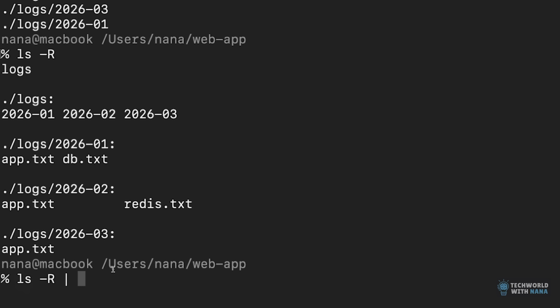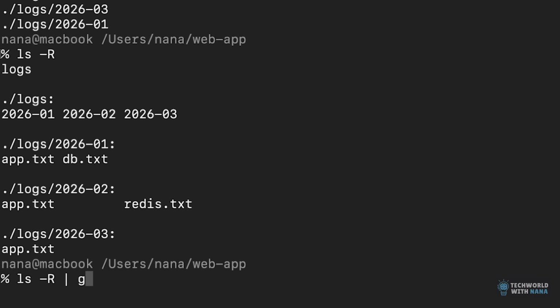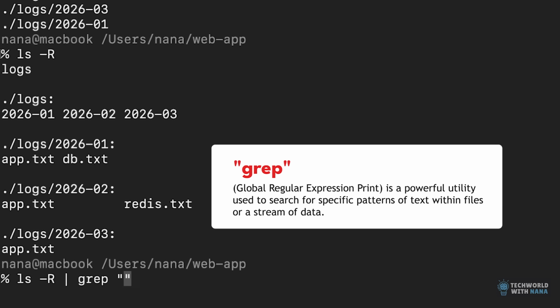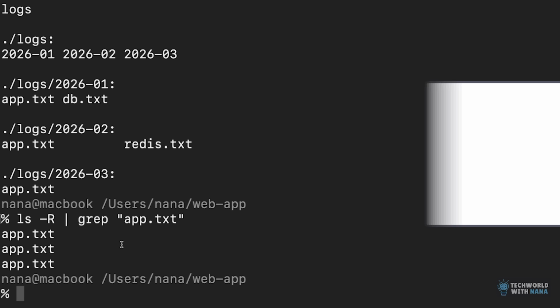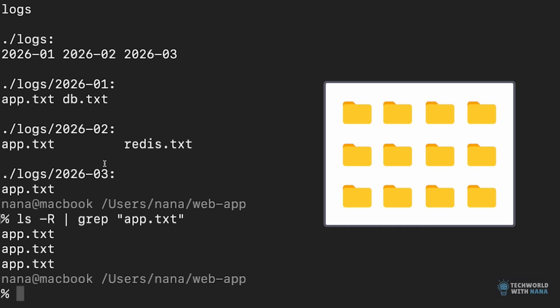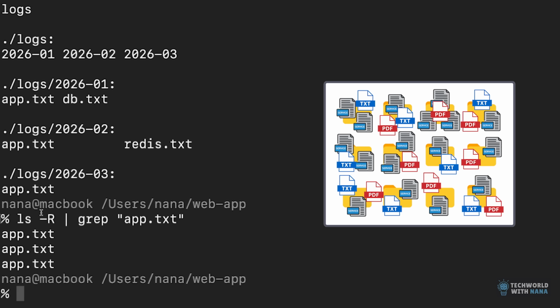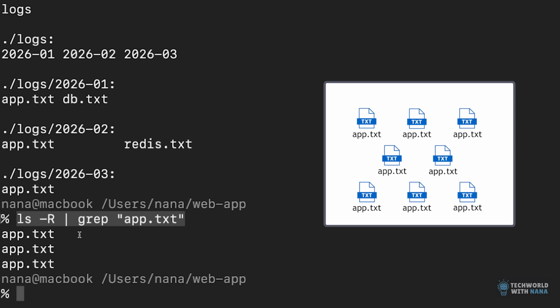And here I can execute a command that will use the output of the first command as input. So I'm going to say, take this result and filter it using a command called grep. And I can define what the filter is. I can say, give me only the app.txt files. And let's say if I had 12 folders for every single month and hundreds of services and lots of different files in those directories, this will give me a clean overview of only those files that I'm interested in.